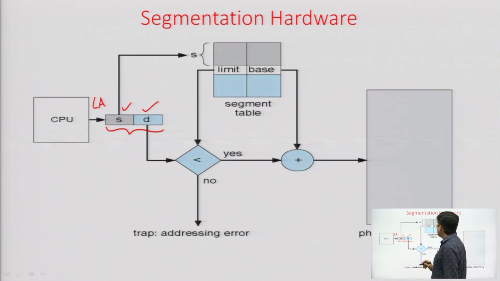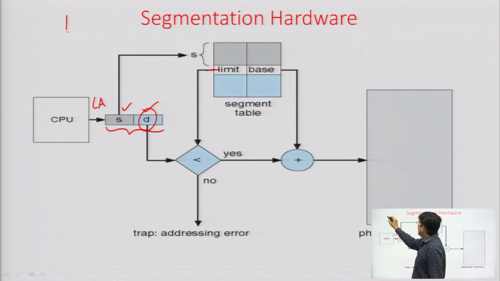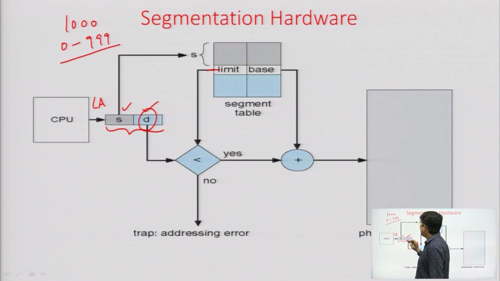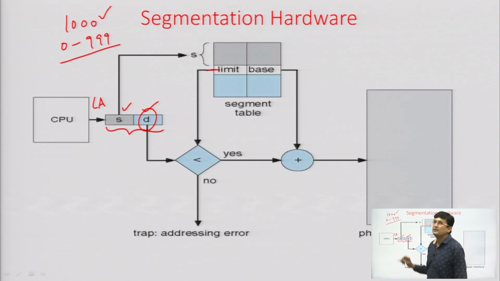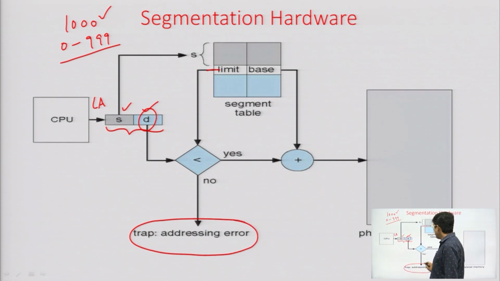Here is the segment table. In this segment table we will first refer to the limit, or the size. If the offset number is less than the limit, it means we are referring to the correct address. For example, if the size of the segment is 1000, the offset should be between 0 and 999. Even address 1000 is not correct. Every address referred should be less than the limit or the size of the segment. If not, we will issue the trap or the addressing error.